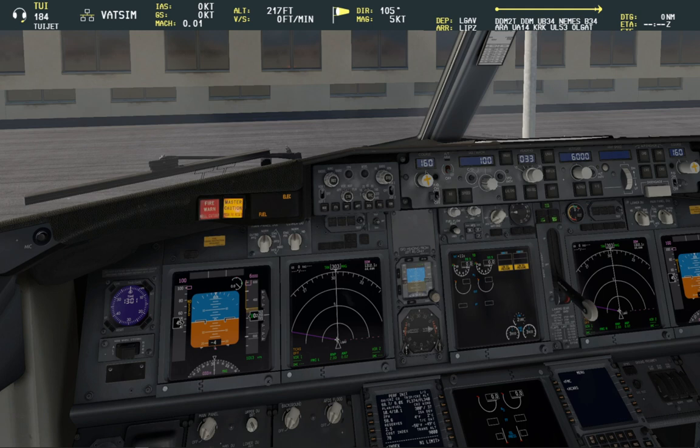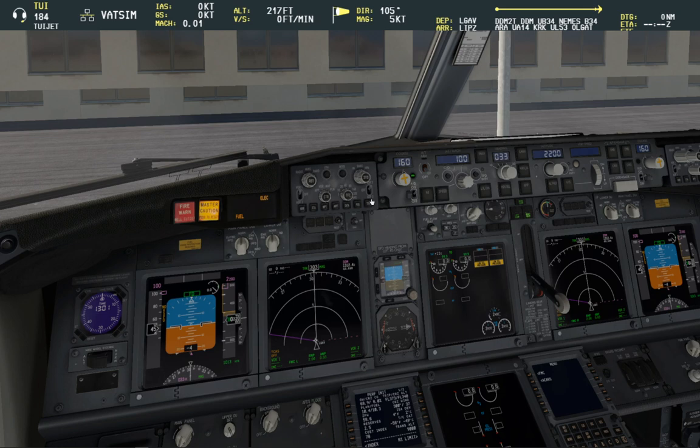Delivery, good day, Aegean 145. Yeah, he's busy. Aegean 145, standby, Olympic 554, go ahead. So, how's the fuel doing? Yep, fuel is finished, cool.